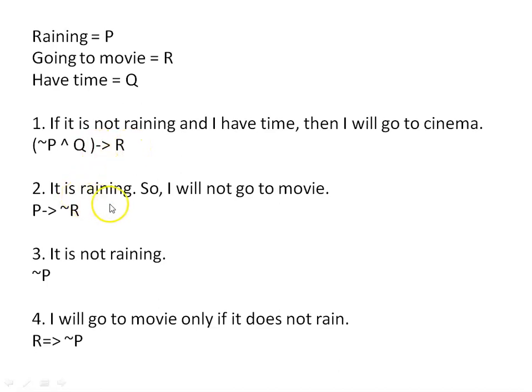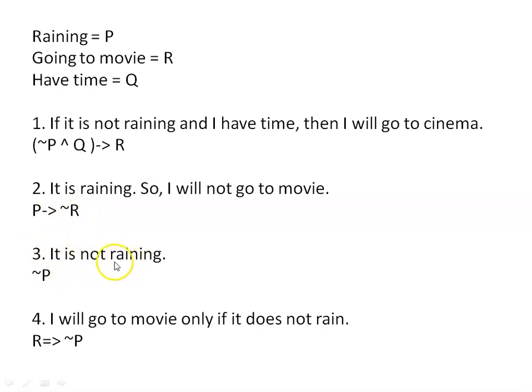Then we have it is raining, so I will not go to movie. Now this is also imply, and what is implying what? Raining is implying that we will not go to movie. So raining is P and go to movie is R. So we are saying negation of R. So P implies negation of R.